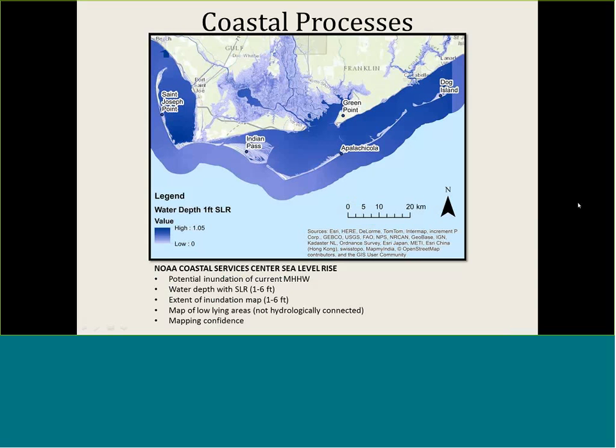Another product for the coastal processes is the sea level rise models, inundation models from the NOAA Coastal Services Center. These provide water depth information for various sea level rise scenarios ranging from 1 to 6 feet. They have inundation maps, maps of low-lying areas, and mapping confidence. These are also large data files, and they are available for most states except Louisiana. Hopefully that is something that they are working on, and hopefully a product for Louisiana will be available soon.